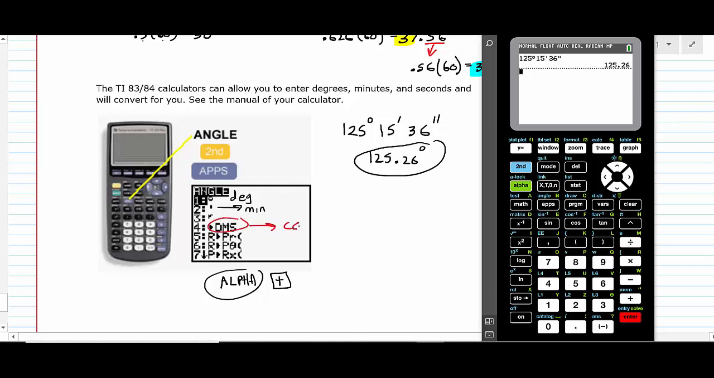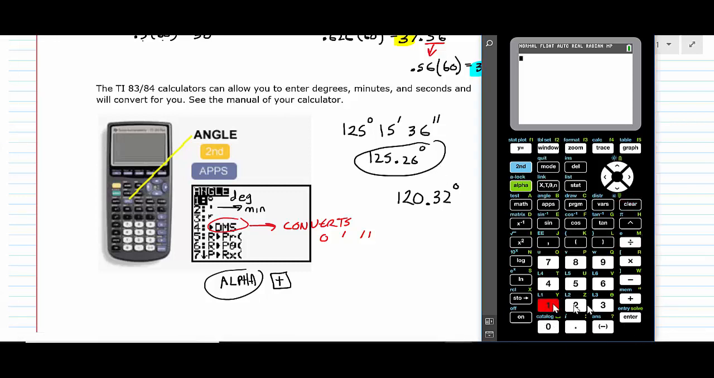The other thing I want to mention is the DMS that you'll find in the menu. That stands for convert to degree, minute, seconds. DMS is degree minute second. This is actually really slick the way this works. So if you had something like 120.32 degrees, what you would do is just go 120.32. Then again, you want to go second apps.